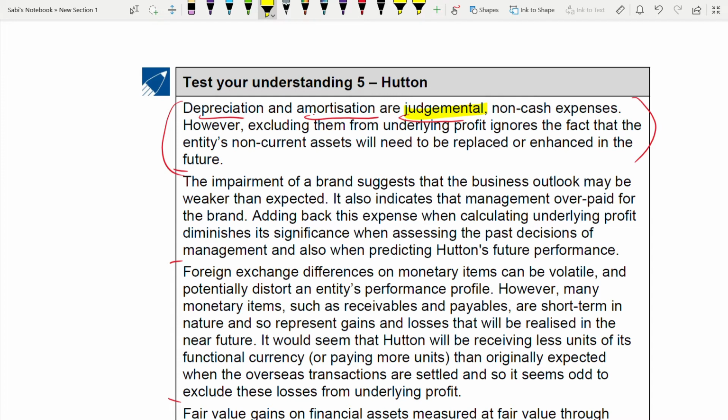Okay, and also the second nature is their non-cash expenses. So what have they done? They have excluded this from the underlying profit. Excluded this from the underlying profit. It ignores the fact that an entity's non-current assets will need to be replaced or enhanced in the future. They have excluded this. Why?